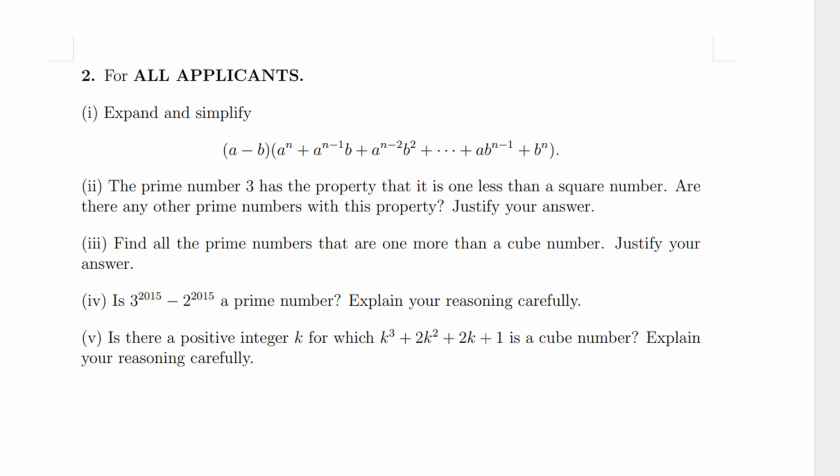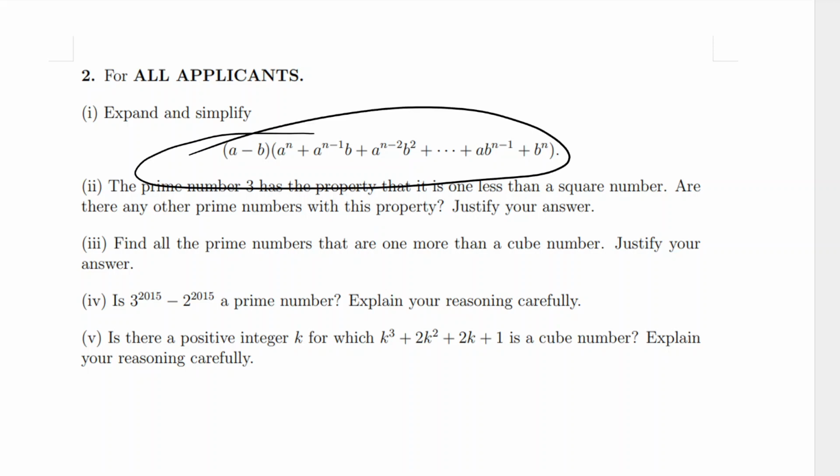Okay, 2015 MAT, question 2. So, expand and simplify that thing there. Many of us would probably have seen this product before, right? Essentially it's just a to the n minus b to the n, right? If you haven't seen it before, you could just expand it term by term and you realize that lots of terms cancel, which is the beautiful thing about this product.